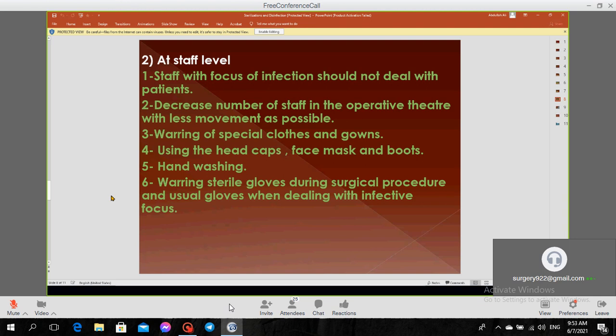Decrease the number of staff in the operative theater with less movement as possible. Wearing special clothes and gowns. Using head caps, face masks and boots. Hand washing. Wearing sterile gloves during surgical procedures and usual gloves when dealing with infected focus.